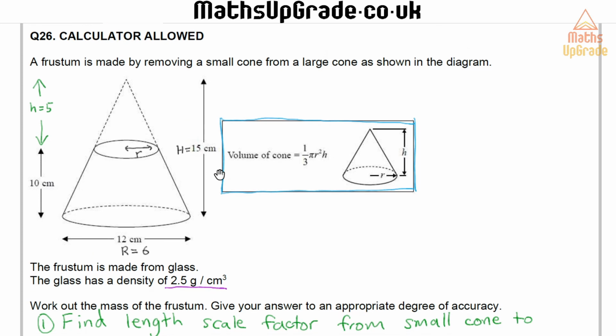So what I've done here, to start off with, is label this bottom base. I've labelled the radius of this bottom base as capital R, and that radius is going to be 6 since the diameter is 12. The radius of the top cone here, the small cone that's been removed, is labelled as lowercase r. Then I've labelled the height of the overall cone as capital H, and the height of the small cone that's been removed as lowercase h, and that's going to be 5 since 15 subtract 10 gives 5.